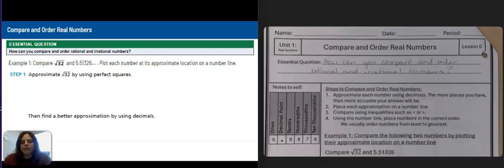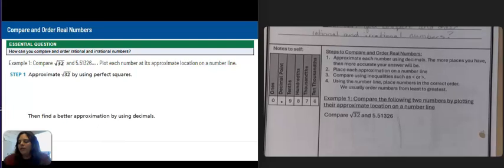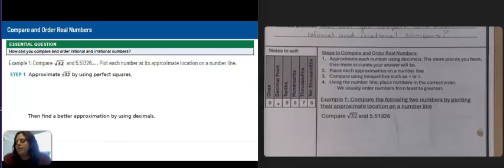Let's take a look at our steps. The steps to compare and order real numbers. Approximate each number using decimals. The more places you have, the more accurate your answer will be. Place each approximation on a number line. Compare using the inequalities such as less than or greater than. Using the number line, place the numbers in the correct order. We usually order numbers from least to greatest.